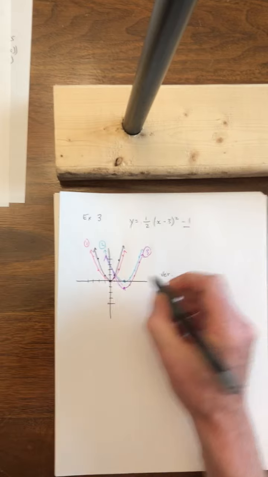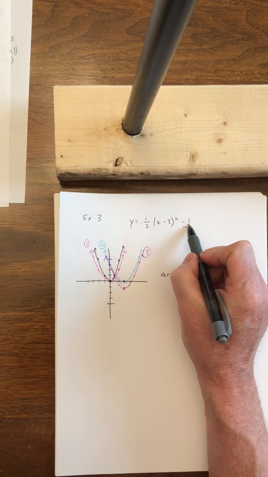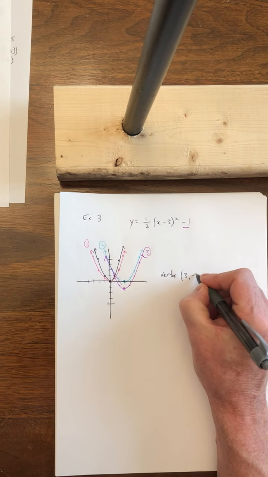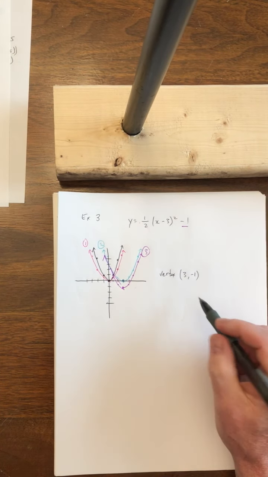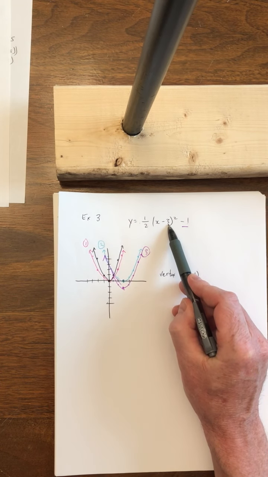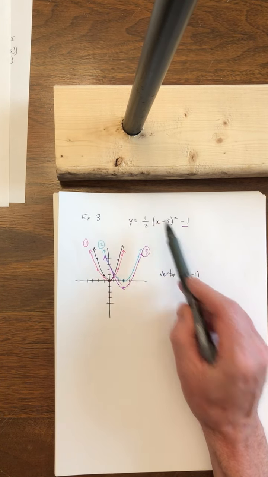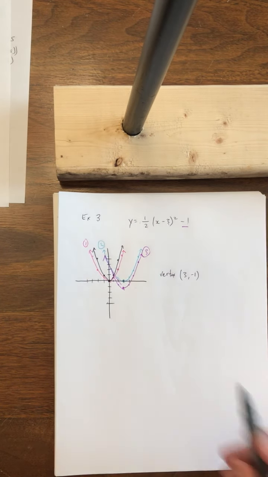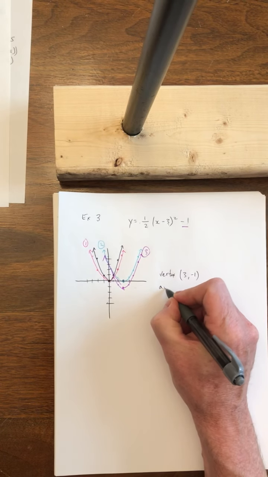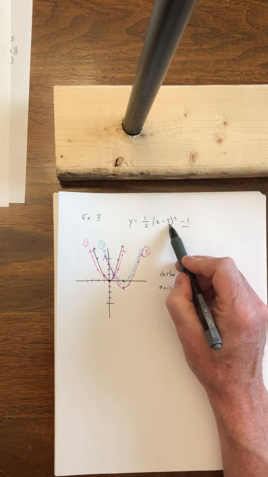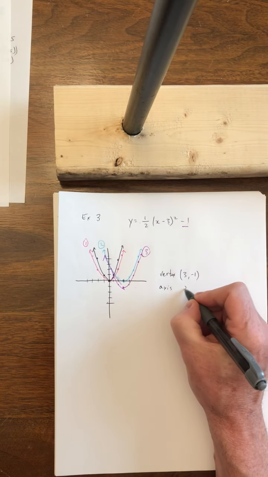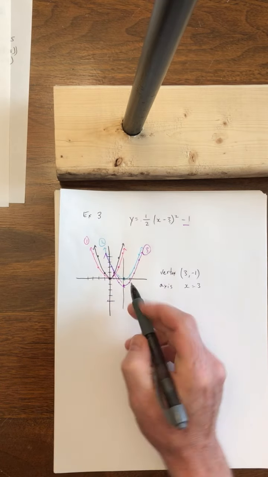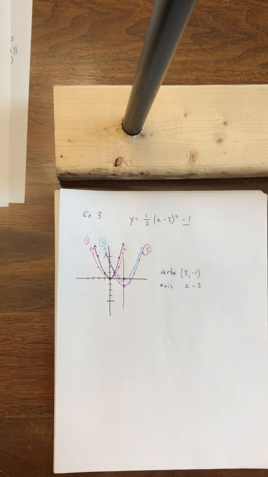So our vertex is located at HK. So we are at 3, negative 1. Once again, remembering our H value here is 3, and that's what makes this whole thing a negative 3. If it was a negative 3, this would be x plus 3. So there's our vertex. Our axis of symmetry is our H value. So we know that our axis of symmetry here goes through 3 on the x-axis.